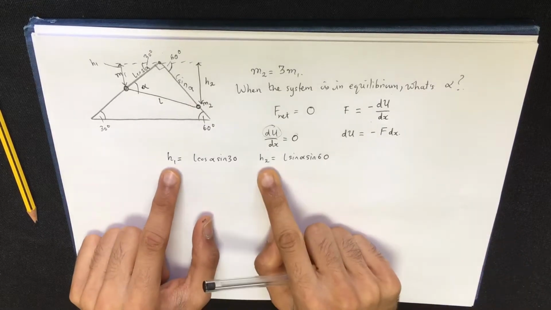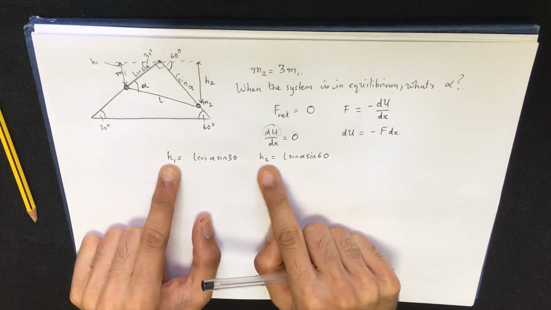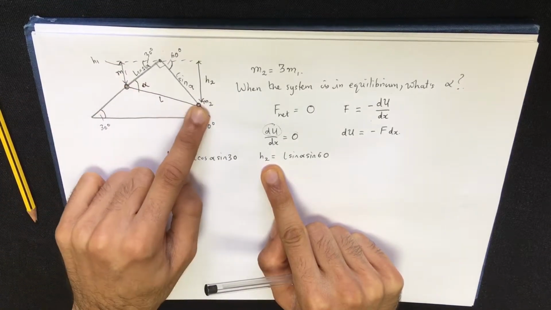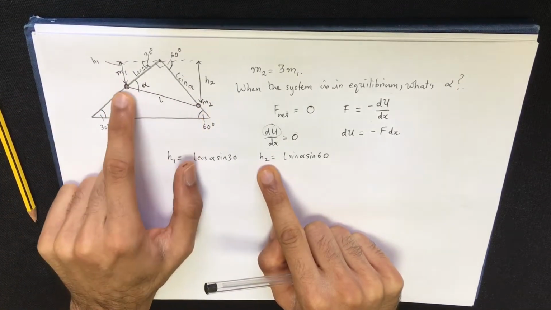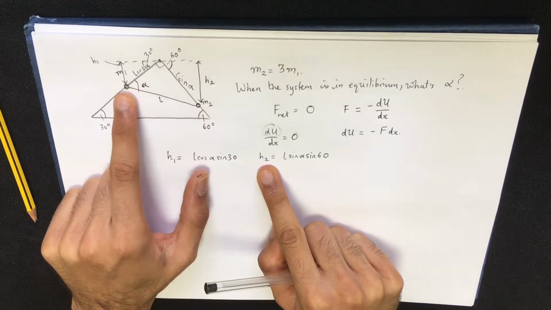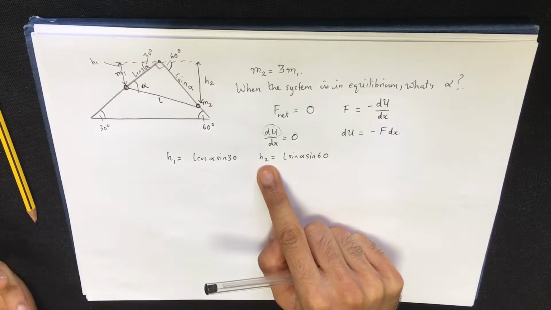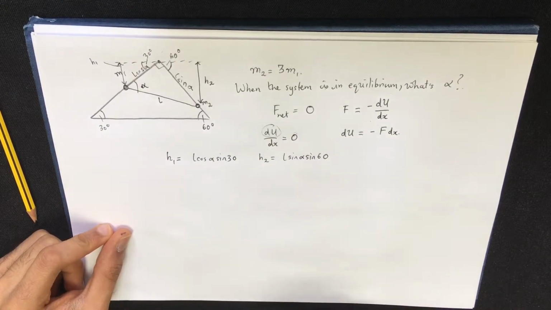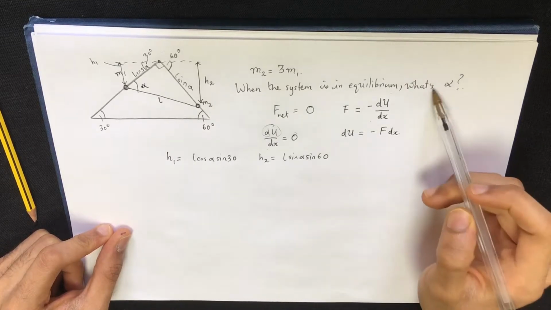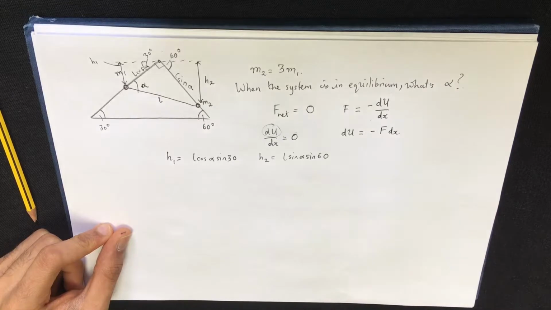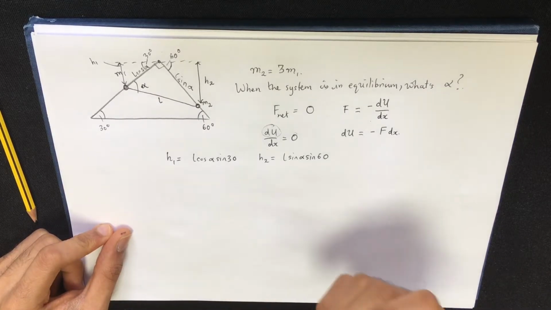And why am I figuring out what these heights are? Well, I want to figure these heights out so I can figure out the potential energy of both of the masses. And the reason I want the potential energy of both of the masses is because if I add up those potential energies, I get the entire potential energy of the system. And I can use calculus to figure out what dU is. And once I've done that, I can set it equal to 0 to figure out what the equilibrium angle is going to be. So let's start doing that.